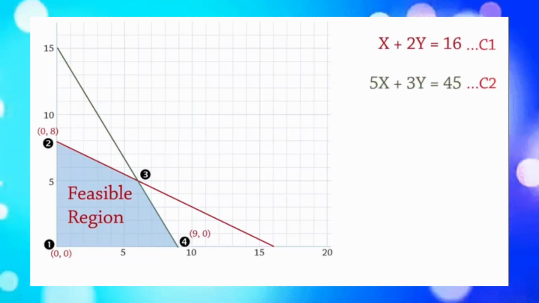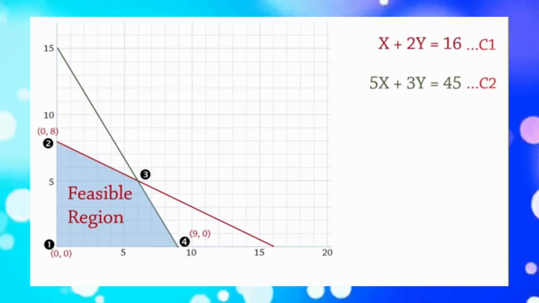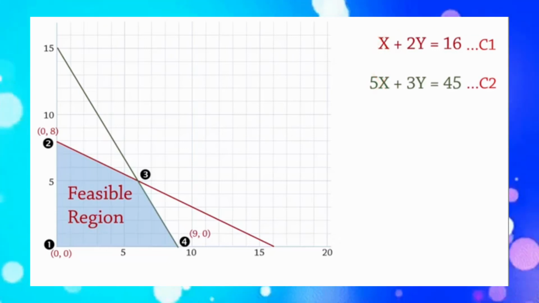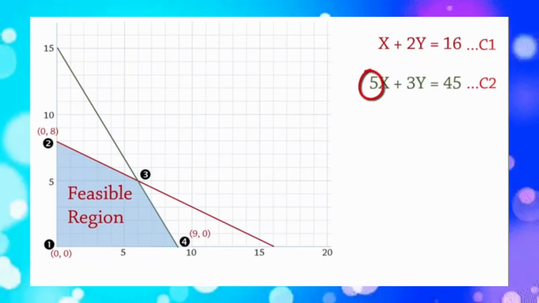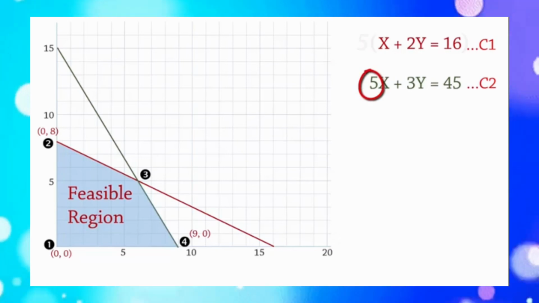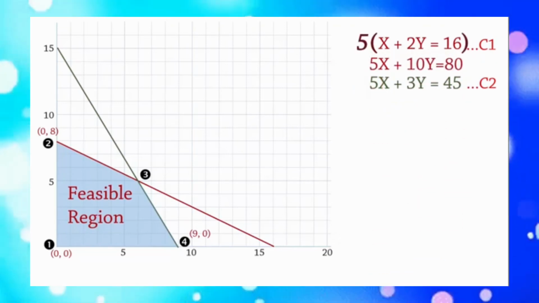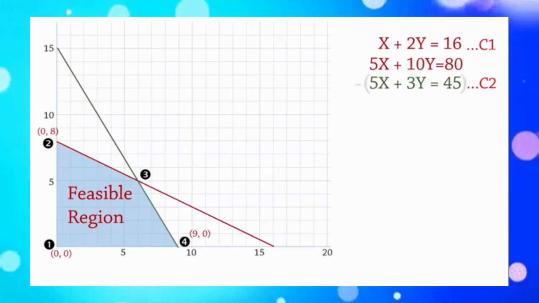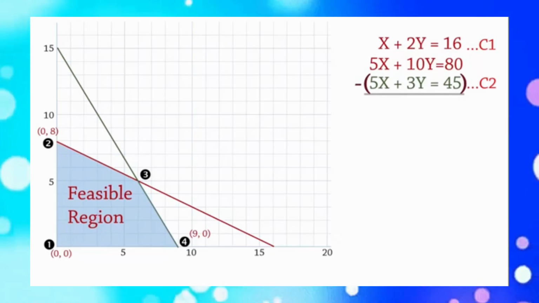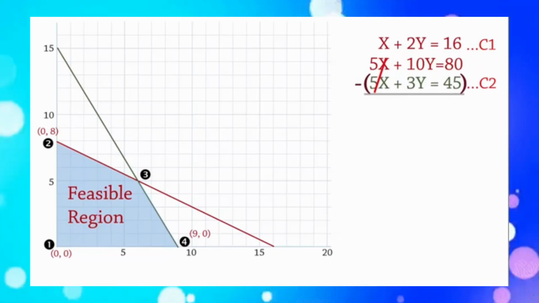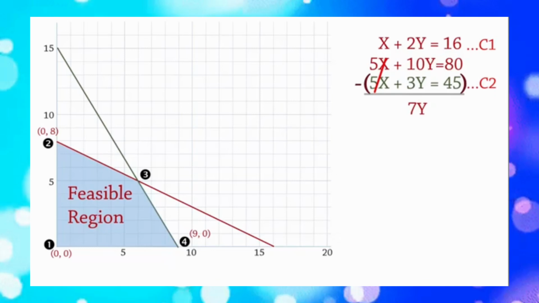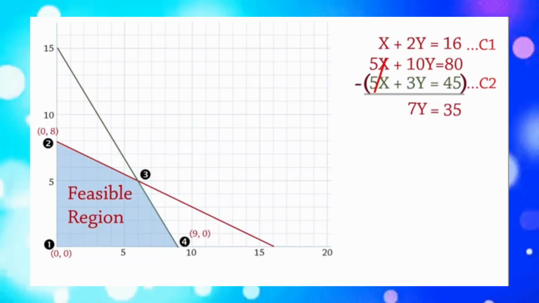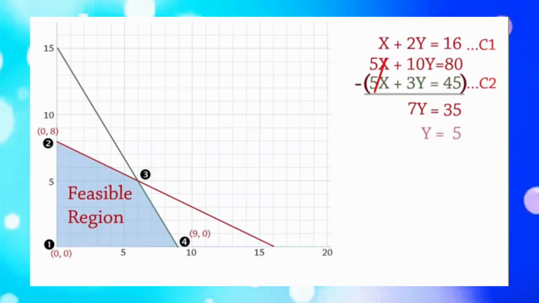Here are the lines for the two constraints. Now suppose I choose to eliminate x. Note that the coefficient of x here in C2 is 5. Then I can simply multiply the first equation by 5 to give 5x plus 10y equals 80. And then we can subtract C2 from the new equation. So 5x cancels 5x, 10y minus 3y is 7y, and 80 minus 45 gives 35. And on dividing both sides by 7, we have y equals 5.